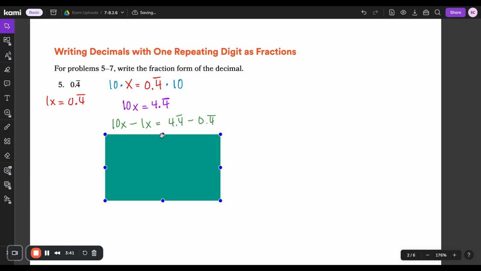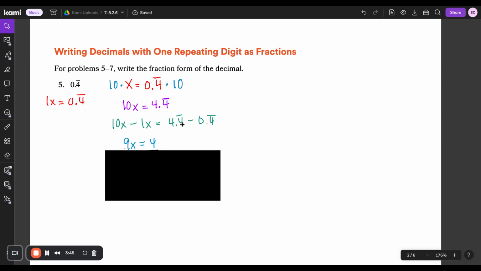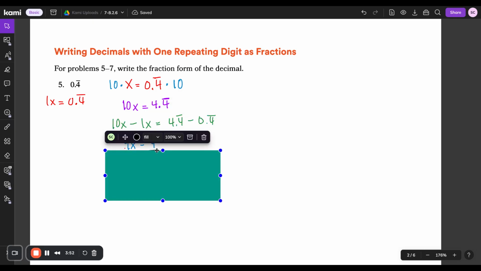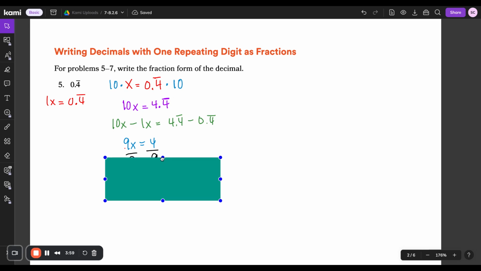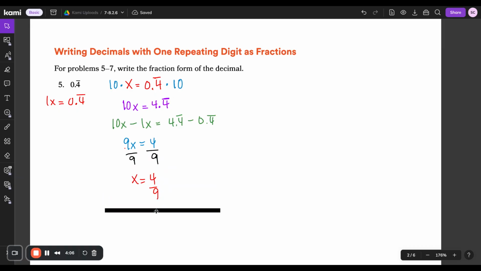Now for the first side, 10x minus 1x is going to leave us with 9x, and the 4 and 4/10 repeating minus 0 and 4/10 repeating is going to leave us with 4. So we have 9x is equal to 4, and we are going to divide by 9 on both sides so that we can get x by itself. And when we have x by itself, it gives us x is equal to 4/9. So this is an example of when we have a number just in the tenths repeating.